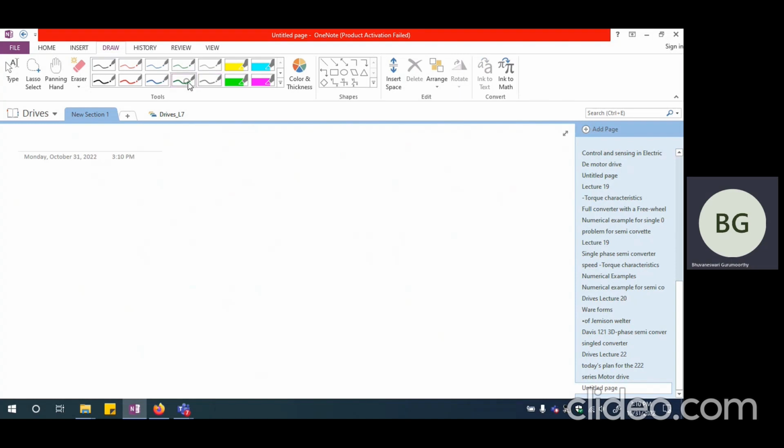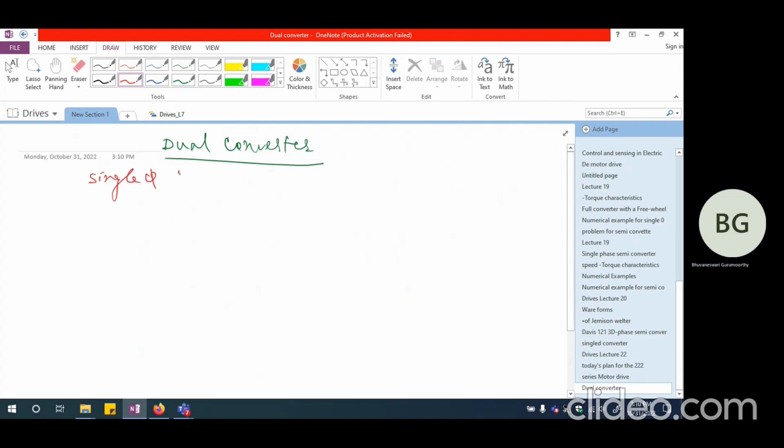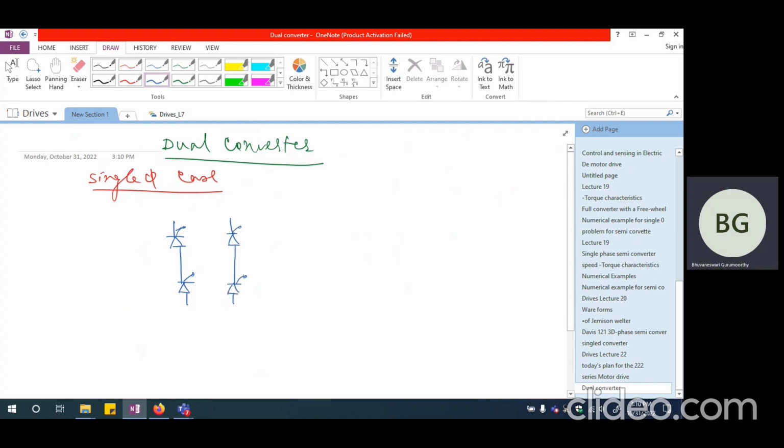Now let us go over to dual converter. So dual converter is a configuration. Let me first of all show you in the single phase case. On one side, we are going to have a full bridge controlled converter, which means 4 thyristors connected in the form of a bridge, and that is going to feed a DC motor drive.